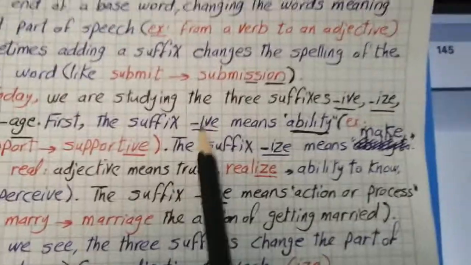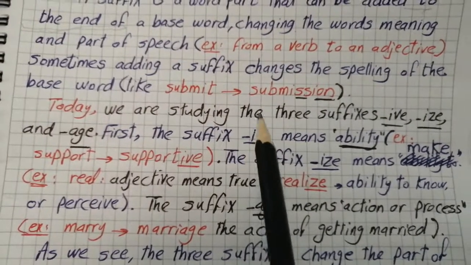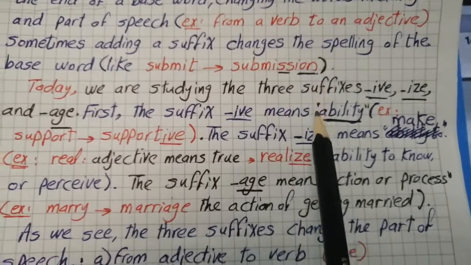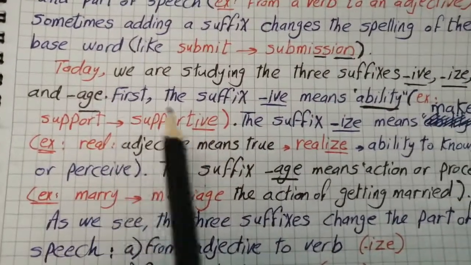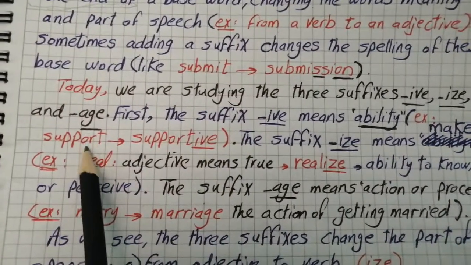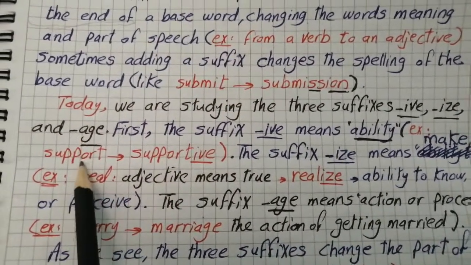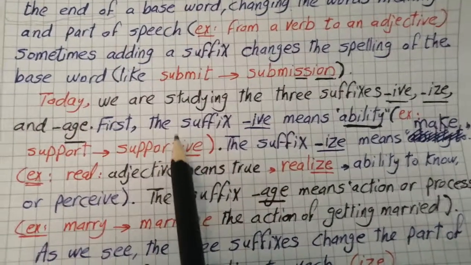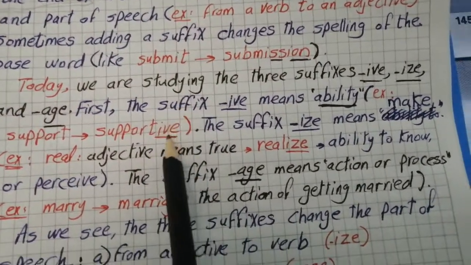First, the suffix IVE. When you find this suffix at the end of a word, it gives the meaning of ability, or able to do something. For example, support. When I add the suffix IVE, it changes from a verb, support, into an adjective. Support, a verb, means to help, to assist, or to aid. But supportive means somebody who is able to give help, give assistance, or give aid.